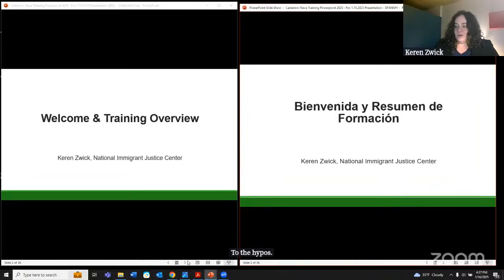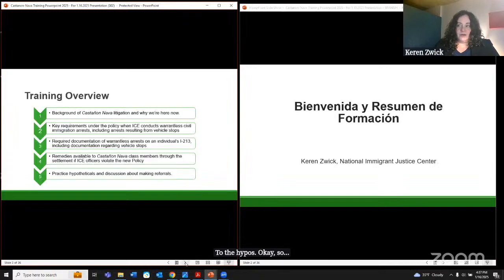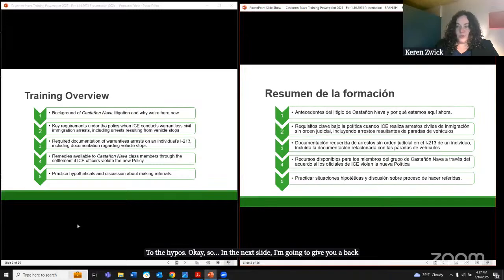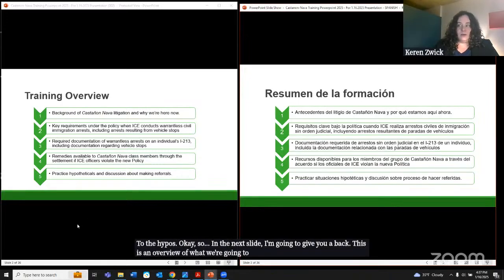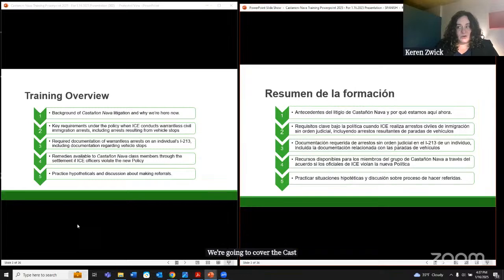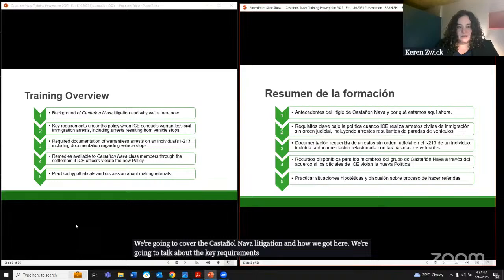Okay. So on the next slide, this is an overview of what we're going to cover in this presentation. We're going to cover the Castañon Nava litigation and how we got here. We're going to talk about the key requirements that the policy that originates from the settlement requires, and discuss some of the documentation required, discuss remedies that might be available to folks who experience a policy violation, and then, as I mentioned, discuss some practice hypotheticals.